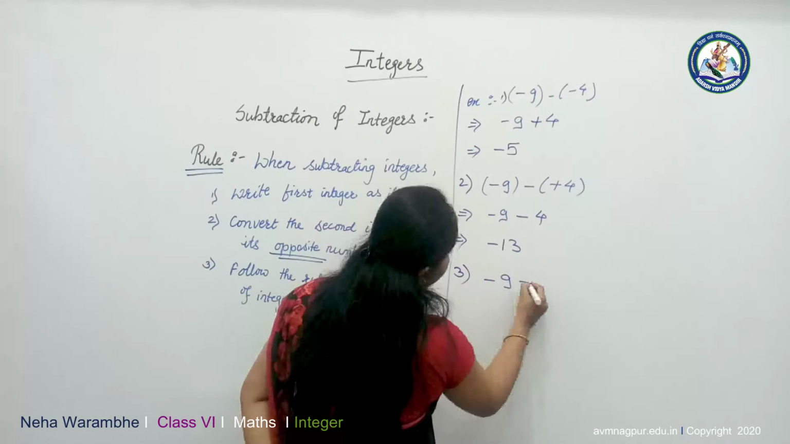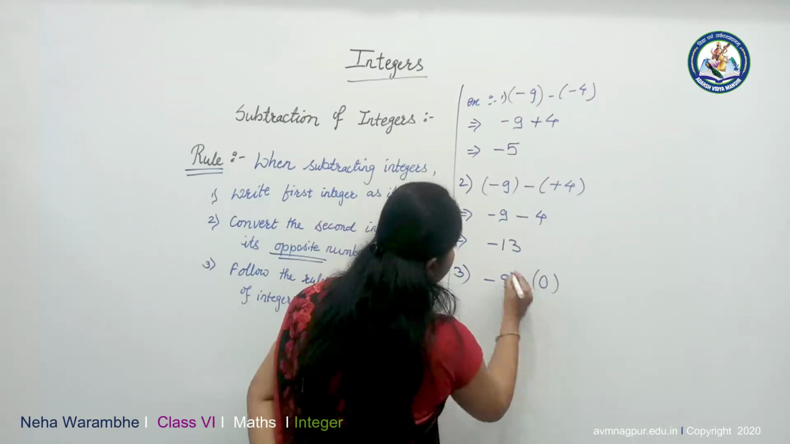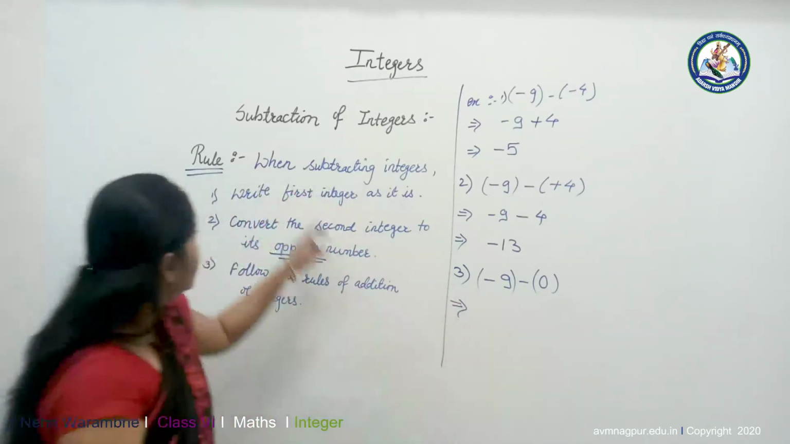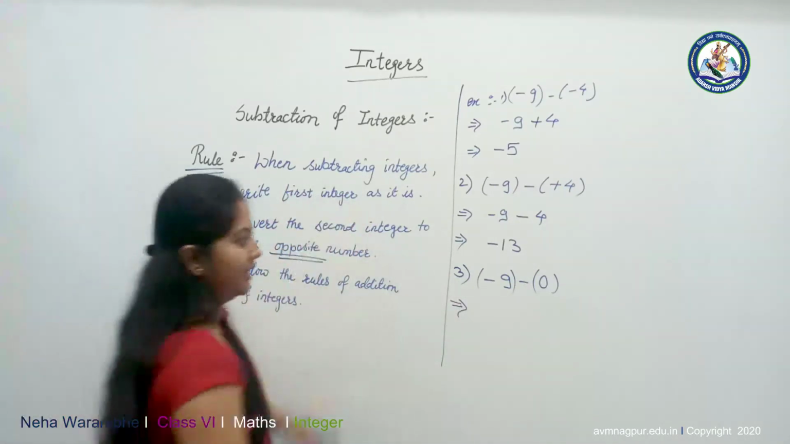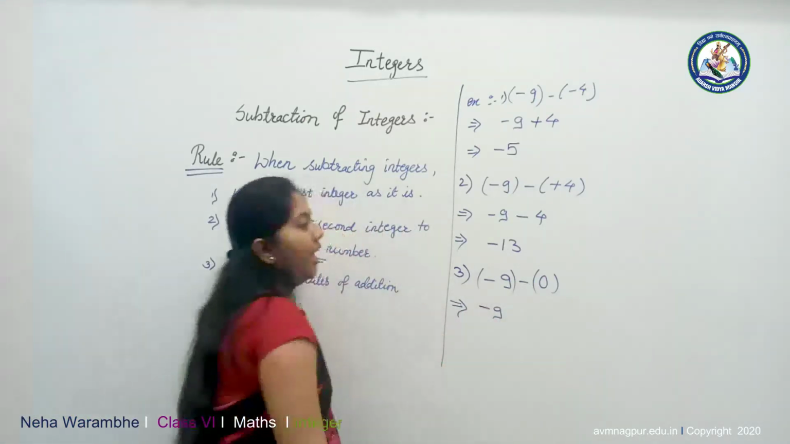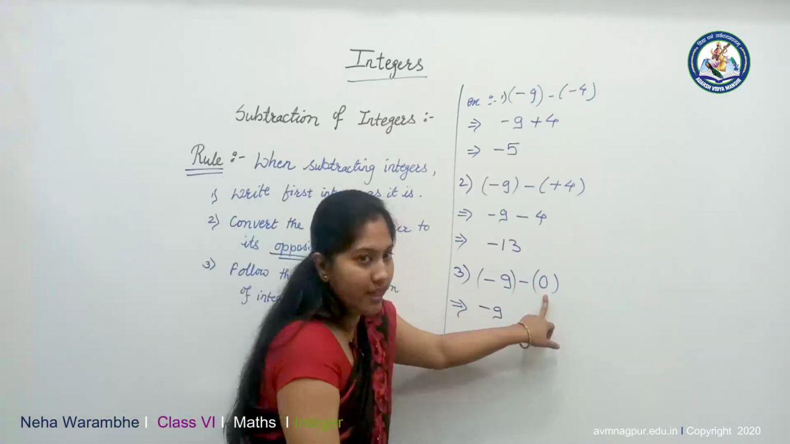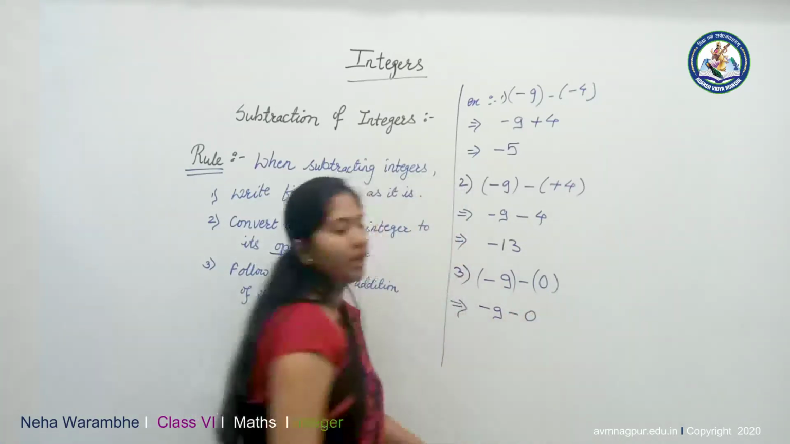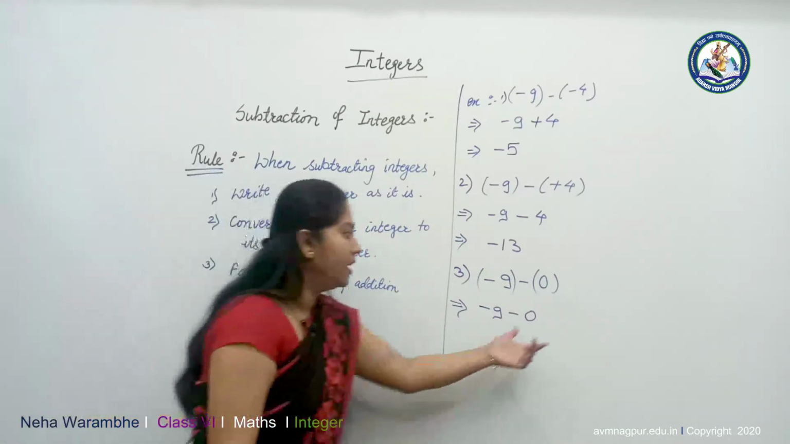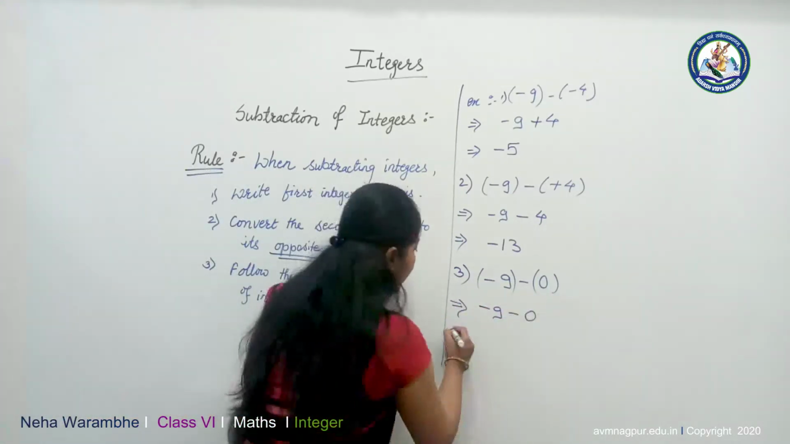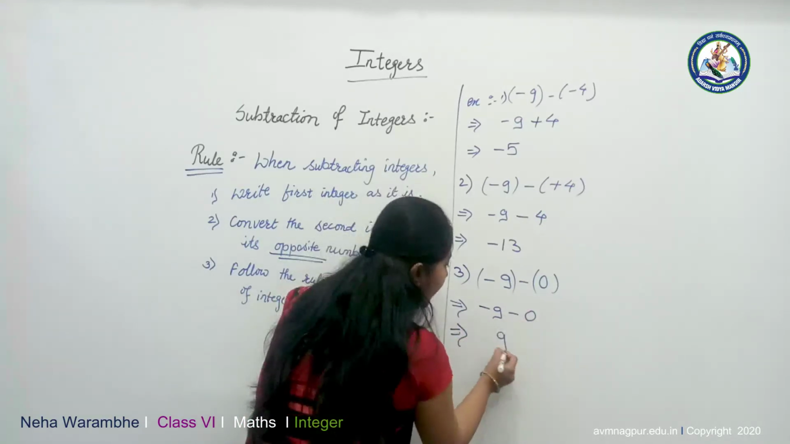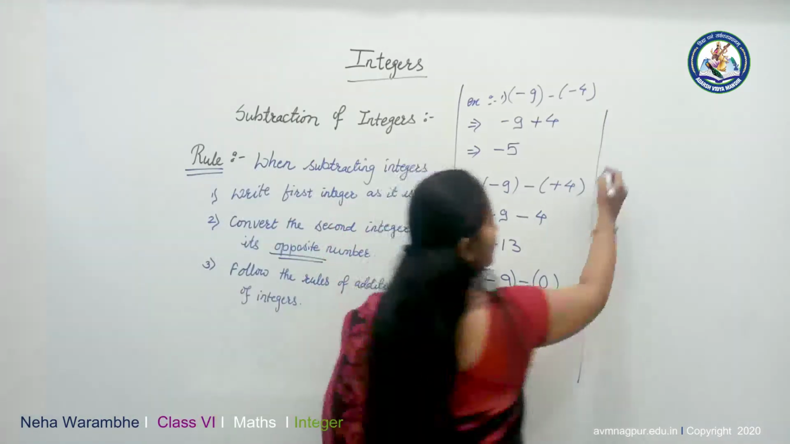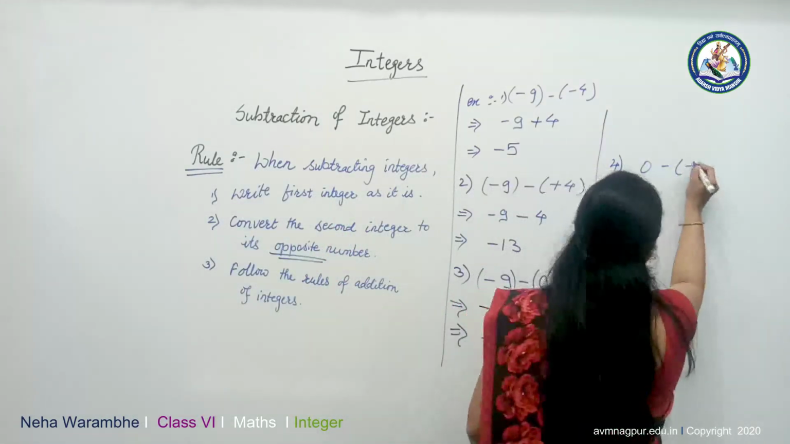Suppose minus 9 minus of 0. First step is write the first integer as it is. Minus 9 as it is, and remember, the opposite number of 0 is always 0, and 0 does not have any sign, therefore minus 9 minus of 0 stays as it is. Now add the numbers, 9 plus 0 is 9, and the common sign is minus, therefore the answer is minus 9.